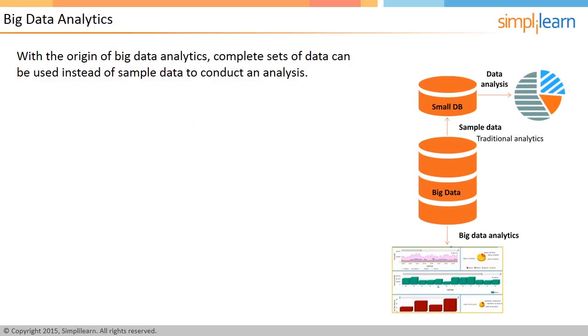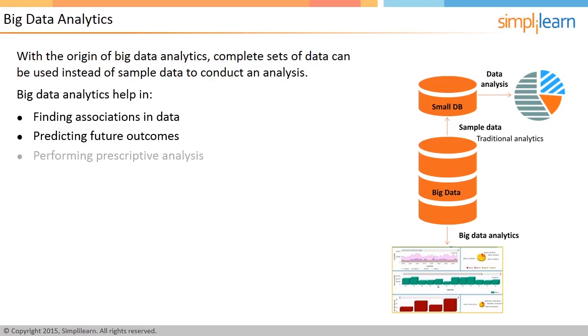With the origin of big data analytics, you can use complete sets of data instead of sample data to conduct an analysis. As represented on the image, in traditional analytics method, analysts take a representative data sample to perform analysis and draw conclusions. Using big data analytics, the entire dataset can be used. Big data analytics help you find associations in data, predict future outcomes, and perform prescriptive analysis. The outcome of prescriptive analysis will be a definitive answer, not a probable answer.